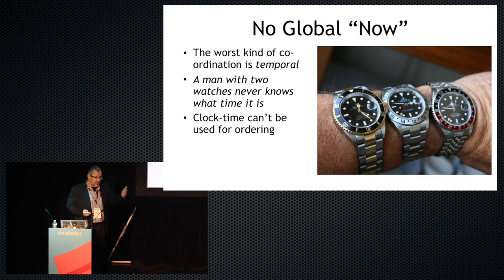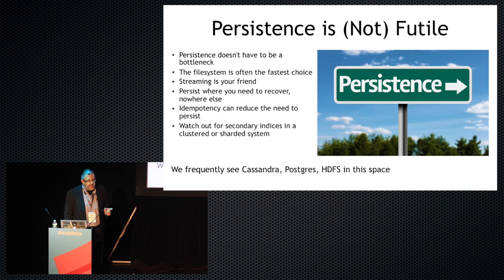Persistence doesn't have to be a bottleneck, but it is, again, a cost that you have to think about minimizing. Command sourcing is one way to do that. Idempotency is another way to do it. The file system, strangely, is often the fastest choice. Databases seldom are. We often, however, see Cassandra, Postgres, HDFS in this space, but sometimes we see things like Kafka, which do, in fact, generally persist to the file system. Streaming is your friend, talking to the file system.